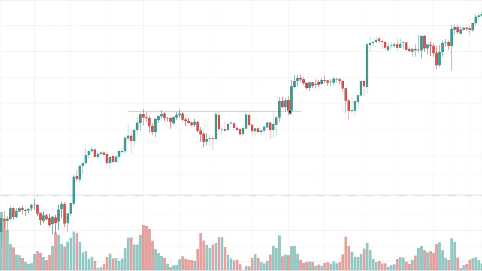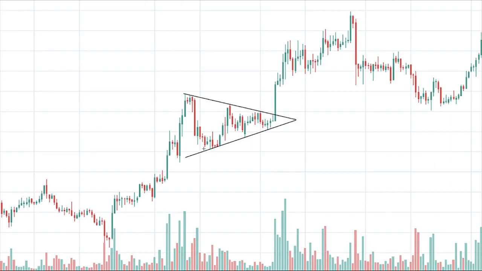For example, here on this chart, you can see that we have a resistance level and the price broke this level with increase in the volume, which shows that there is interest among traders to buy and the breakout is a valid breakout. Or in another example here, you can see that we have a triangle pattern and the price broke this level with significant increase in the volume, which indicates that there is interest among market participants to buy, and this breakout is considered to be a valid breakout.